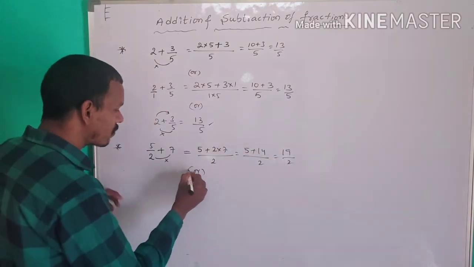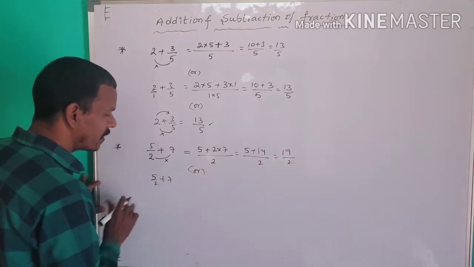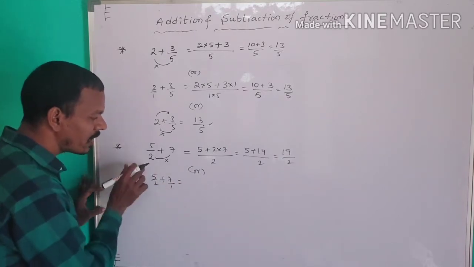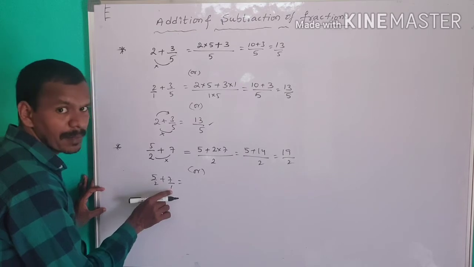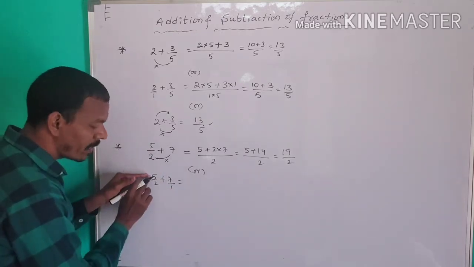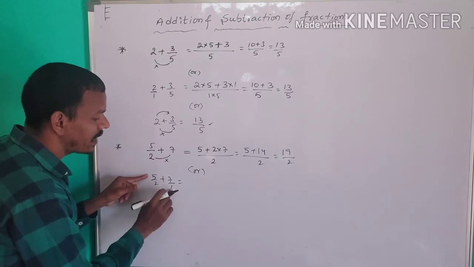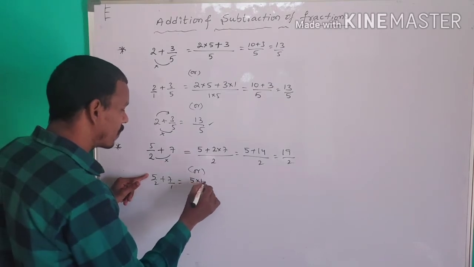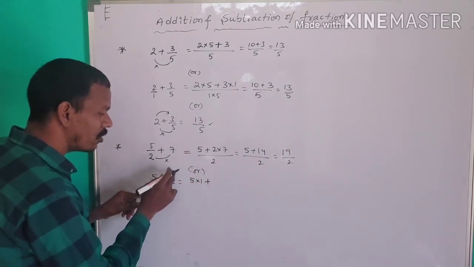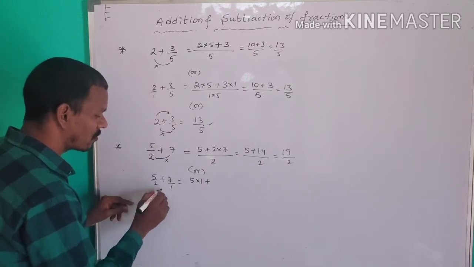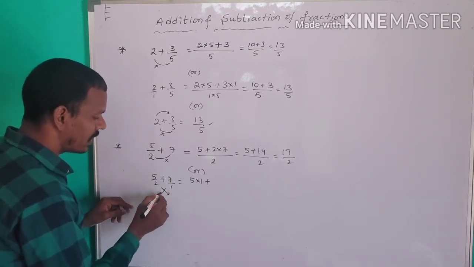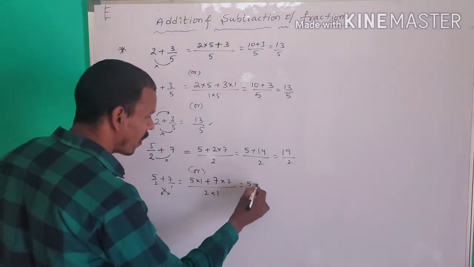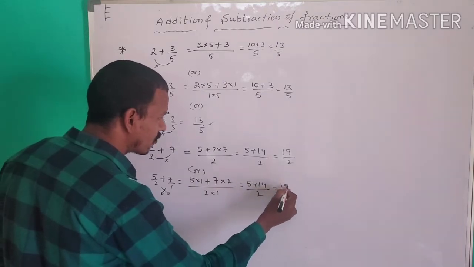Or another way, 5 by 2 plus 7. 7 has no denominator, so we can assume it to be 1. By cross multiplication, we multiply the first numerator and second denominator, 5 into 1, plus the second numerator and first denominator, 7 into 2, by 2 into 1. That is equal to 5 plus 14 by 2, which is 19 by 2.